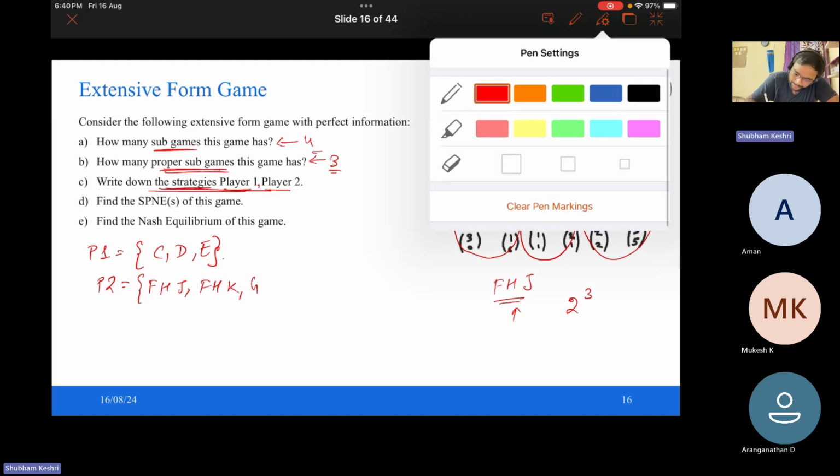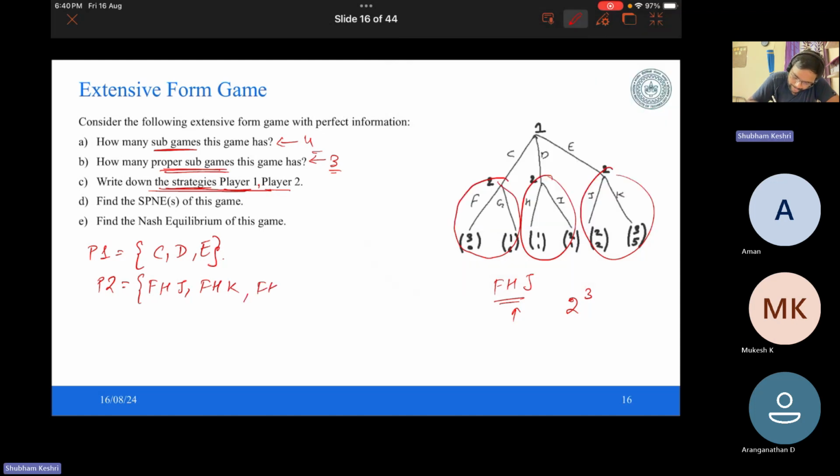You can just go to F, I, J, F, I, K, and so on for G. So this will be 4 and this will be 4. And therefore 4 plus 4, 8 strategies for player 2. Is this all right?